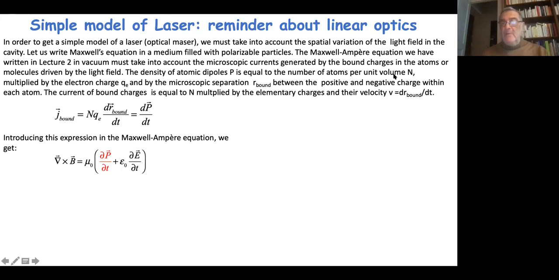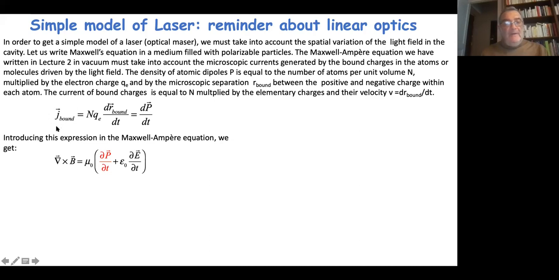So it depends on the number of atoms per unit volume. You have to multiply this by the electron charge and by the microscopic separation which you have in each atom between the nuclei and the electron, which I call R bound, the distance of an electron bound to a nucleus. And when you apply an electric field to the atom, you separate with the electric field the center of gravity of the positive and negative charges, and you get a non-zero value for R bound, which is proportional to the electric field at the lowest order.